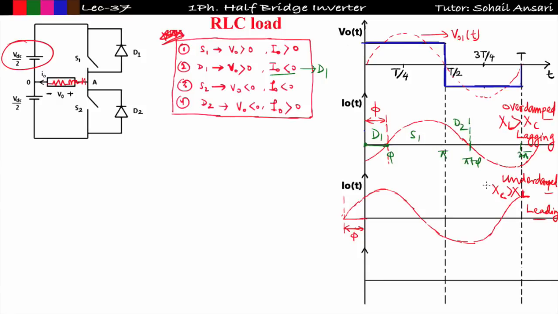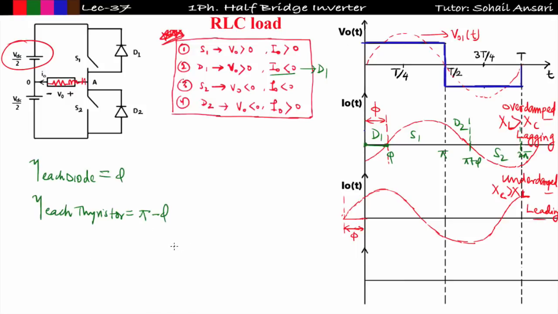Same as the previous case, only the waveform I will get here is sinusoidal. In case of RL load, the waveform is exponential. Only the waveform will change, but the conduction angle you will get is the same as the previous one. Similarly, from pi plus phi to 2 pi, V naught is less than 0, I naught is less than 0, that is, switch S2 will conduct. So this is my conduction angle of S2. So I can say the conduction angle of each diode is equal to phi, and the conduction angle of each thyristor will be equal to pi minus phi, same as the previous case.